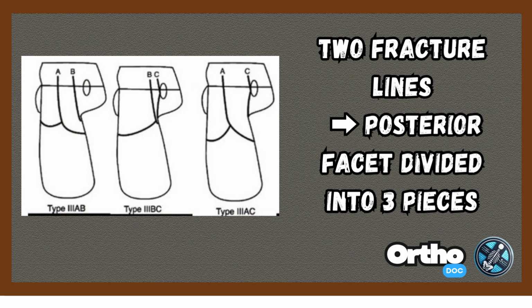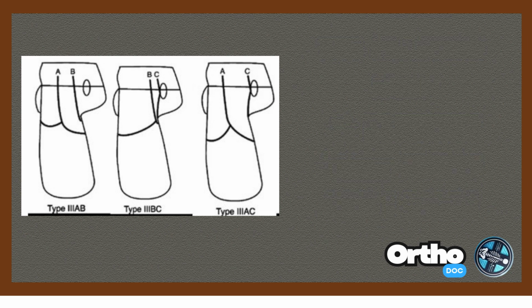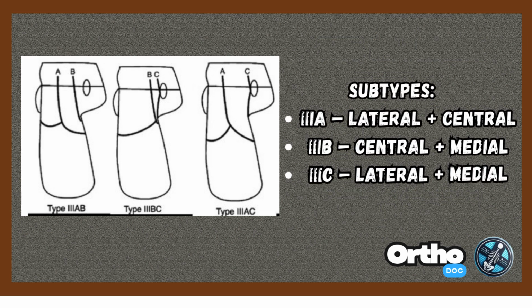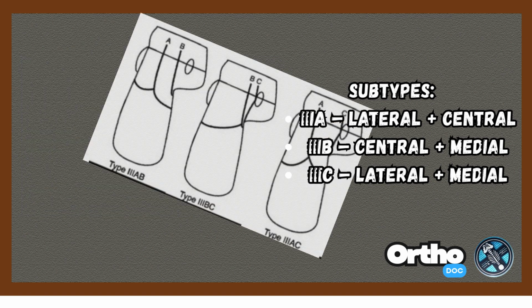Type 3. In this type there are two fracture lines which creates three fragments, so posterior facet is divided into three pieces. Subtypes are 3A means lateral and central, 3B means central and medial, while 3C means lateral and medial.